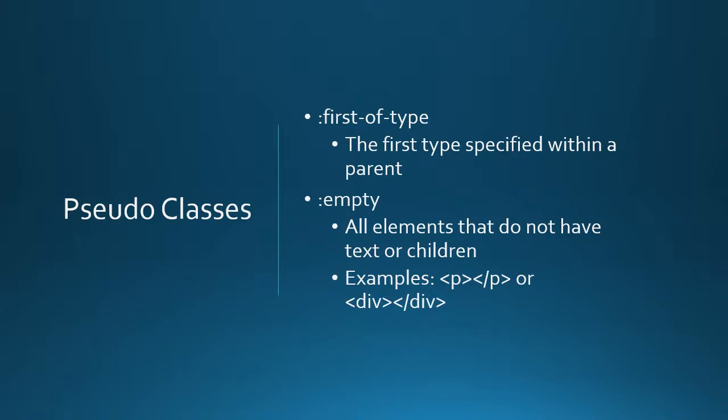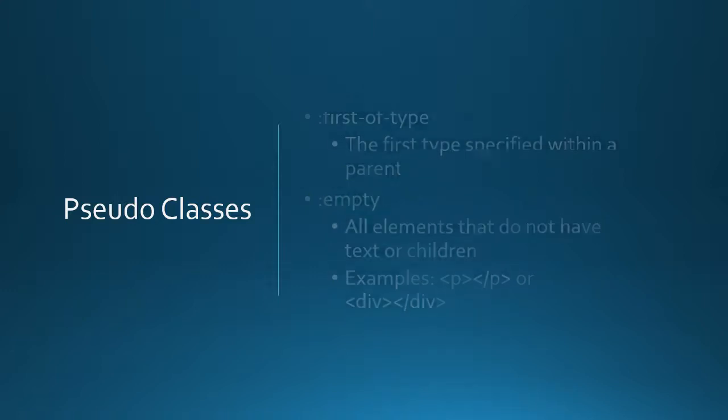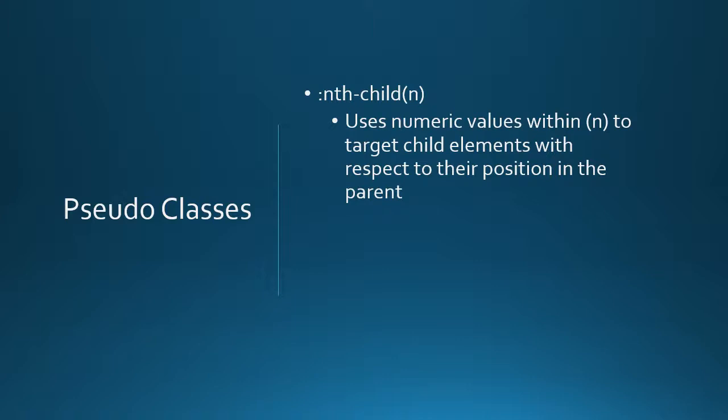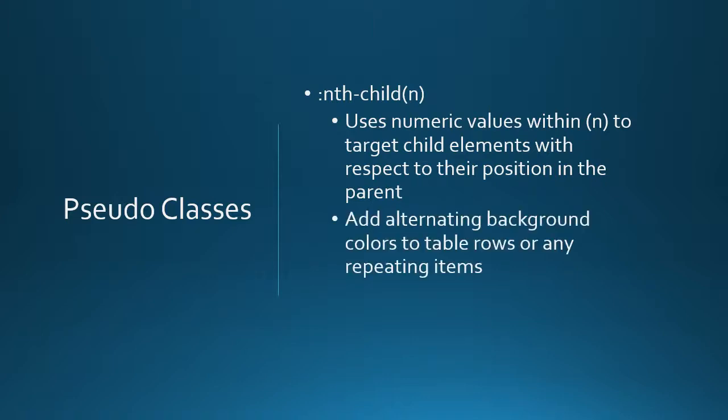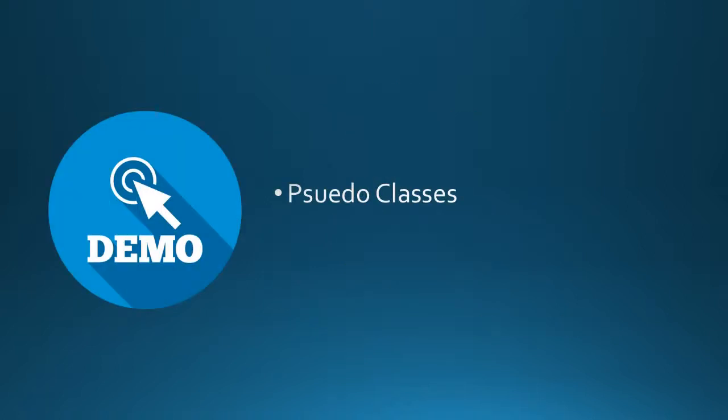Empty, so all elements that do not have any text or children. So things like a p tag or a div tag that just open and close with no text and no children, then the style could be applied to those. We also have nth child, so it uses a numeric value within n to target child elements with respect to their position in the parent. And we'll take a look at this. It allows us to maybe add alternating background colors to table rows or any repeating items. We have only child, so any element that has no siblings, we could apply a selector to that. So let's take a look at some of these pseudo classes.